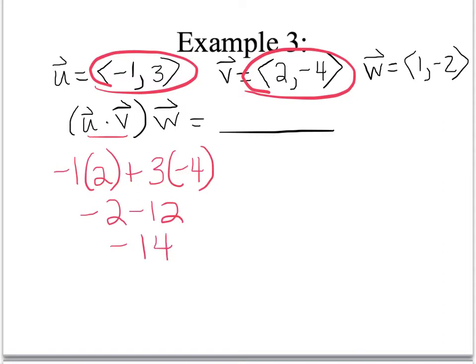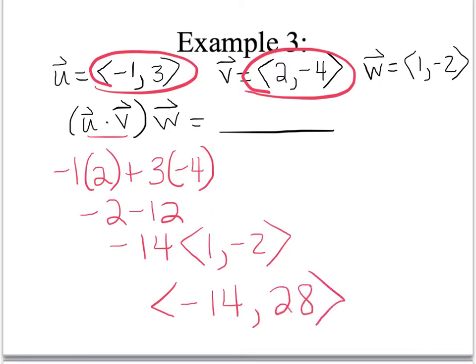Now I'm going to take that number, that scalar, from the dot product and multiply it times vector w. So times 1, negative 2. And scalar multiplication, remember we just multiply the scalar times each component. So my answer should be negative 14 and positive 28.